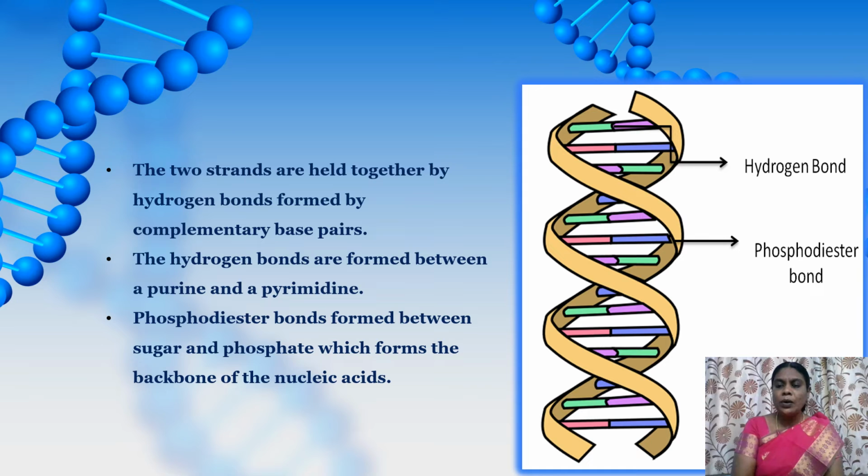These two strands are held together with the help of two different bonds. One is the hydrogen bond, the other one is the phosphodiester bond. The hydrogen bonds are formed by the complementary base pairs, between a purine and a pyrimidine base. The phosphodiester bonds form between sugar and phosphate, which forms the backbone of nucleic acids.